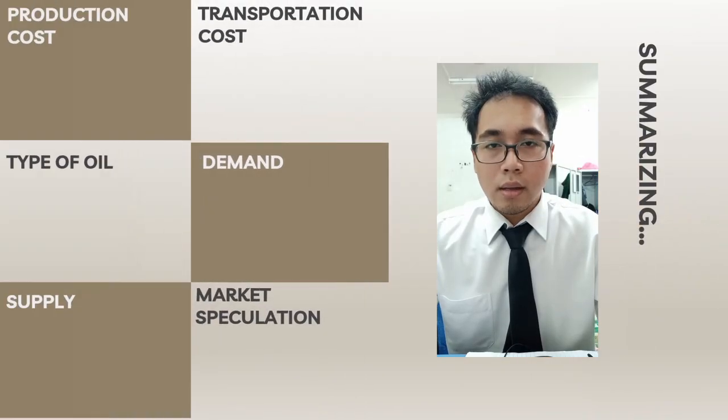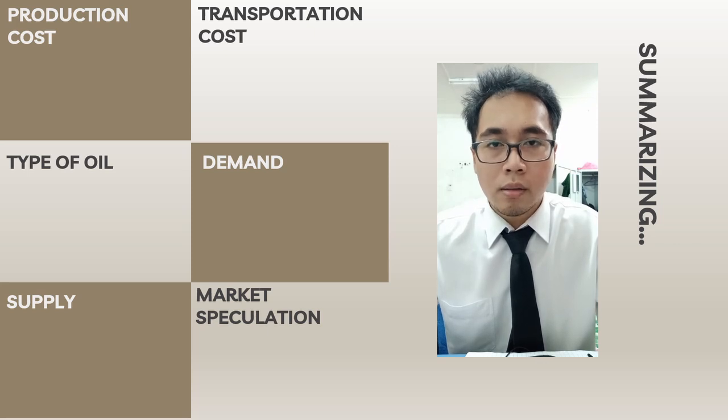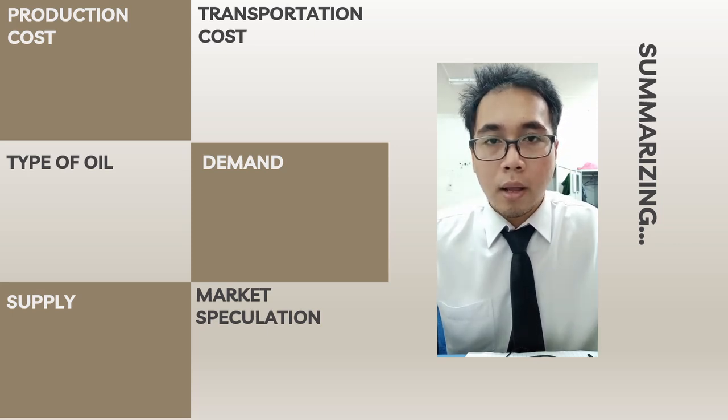To summarize, there are 6 factors that influence gas and oil prices, and they are production costs, transportation costs, type of oil, supply, demand, and market speculation.